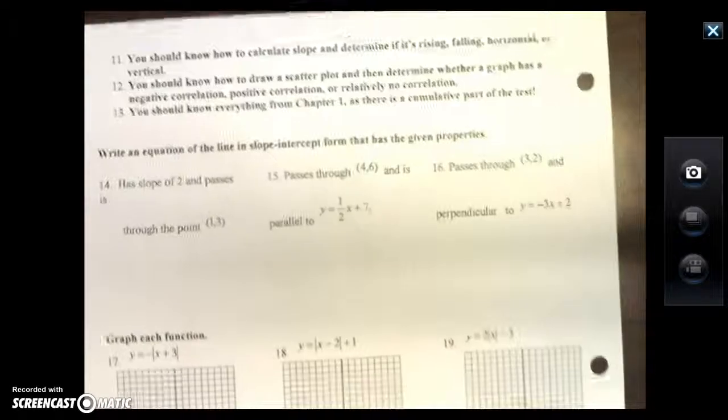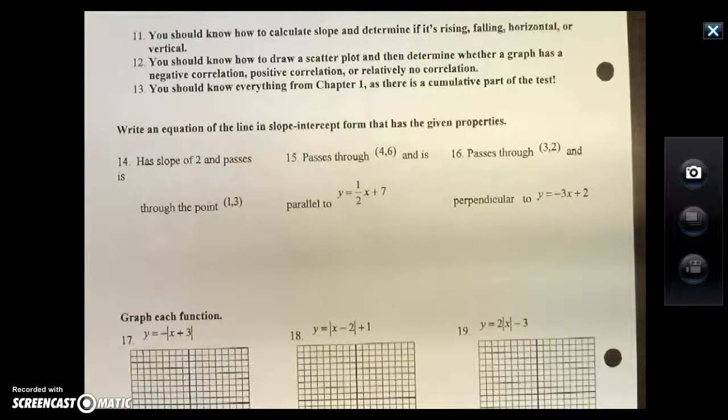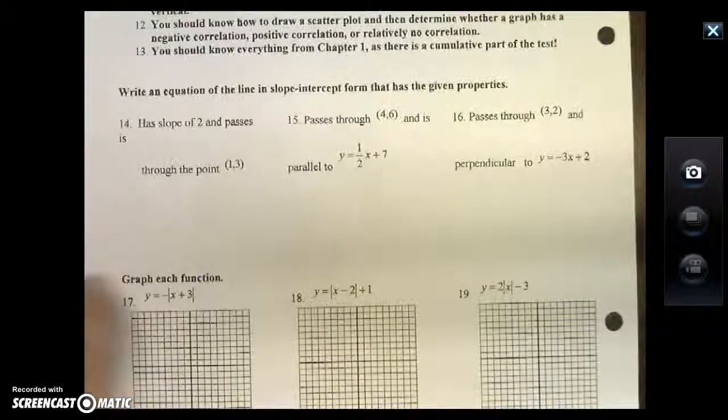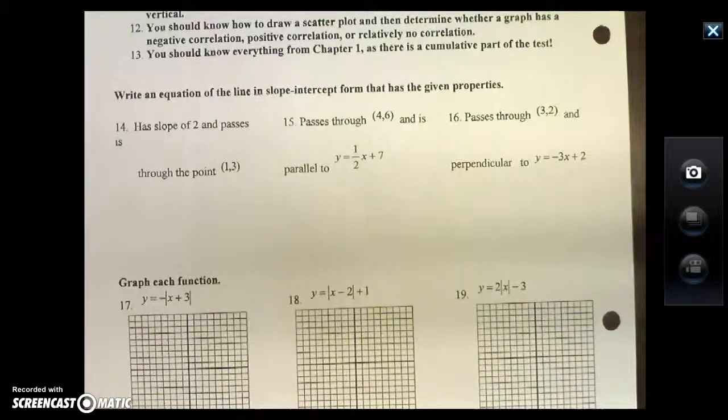You should know how to draw a scatter plot and then determine whether a graph has negative correlation, positive correlation, or relatively no correlation. This is the little calculator work that we did the other day in class, entering in all the points and finding the line of best fit. That's all we're talking about here, so that's nothing too bad. And you should know everything from chapter 1, as this is a cumulative test, so you have to know both. But this was just chapter 2 stuff.